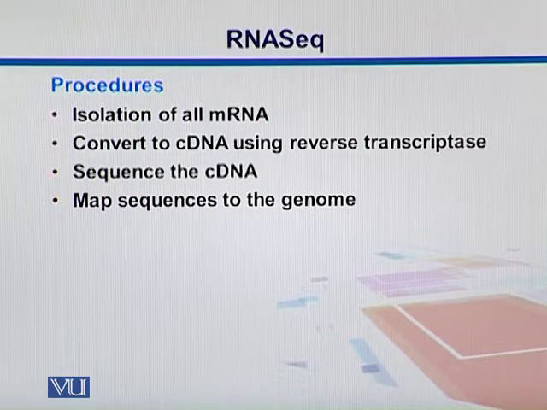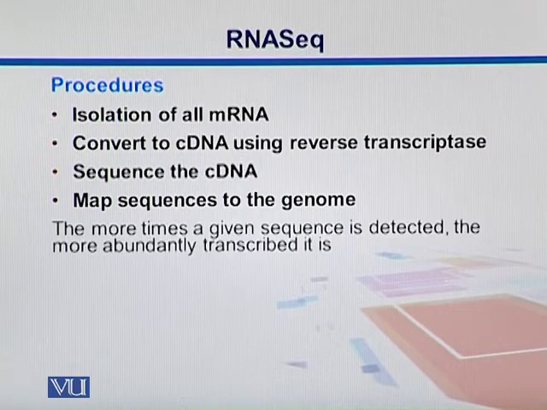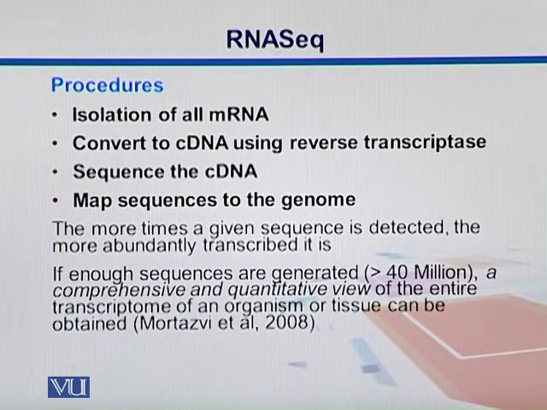There are different aligners or alignment programs, or we call them mappers. So different software do that. The more times a given sequence is detected, the more abundantly transcribed it is. So if we have enough sequences, for example over 40 million, a comprehensive and quantitative view of the entire transcriptome of an organism or tissue can be obtained. Mortazavi et al. was working with mouse models. So for animal models, if we get over 40 million reads, we can capture the expression of almost every part of the genome.